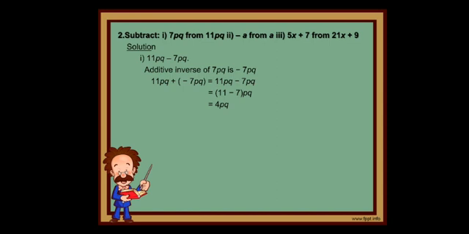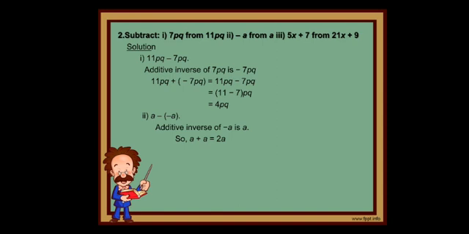See the second one, minus a from a. This is a minus minus a. This is nothing but adding the additive inverse of minus a to a. What will be the additive inverse of minus a? Change the symbol, it will be a. So a minus of minus a will be equal to a plus a. a plus a is 2a.